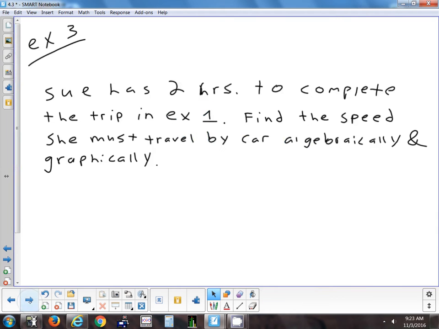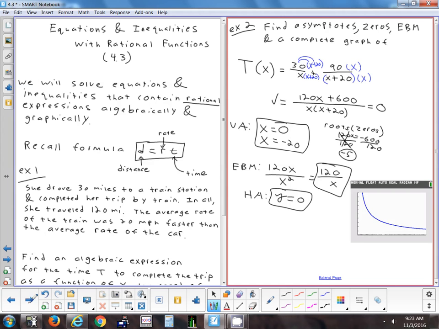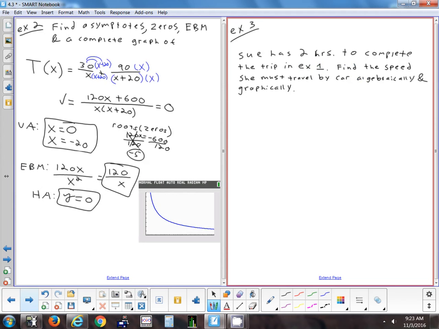Now, second example, we're going to use the problem we just did. She's got 2 hours to complete her trip. Find the speed she should travel by car algebraically, and then we can also use our graph, not by hand, but on the calculator. If she has 2 hours to complete her trip, where would I plug in 2? Would that get plugged in for t of x or for x? T of x, that's the time. So plug in a 2 equals, and let's use the equation we combined together, because if we use the top one, that would be the first step anyway. Combine it all together.